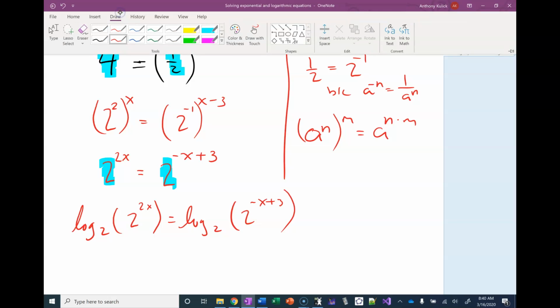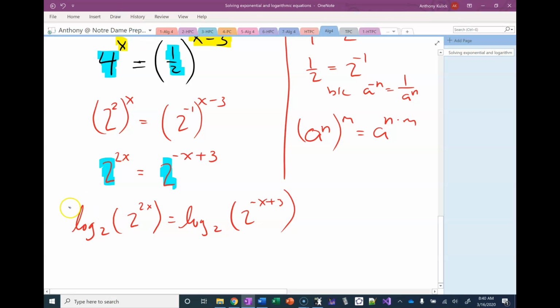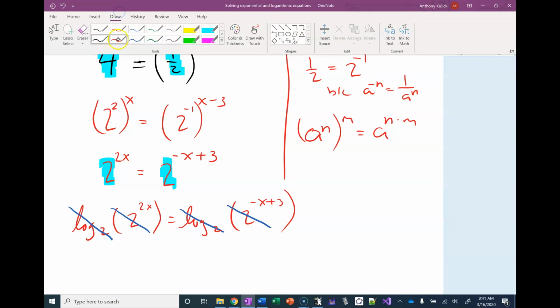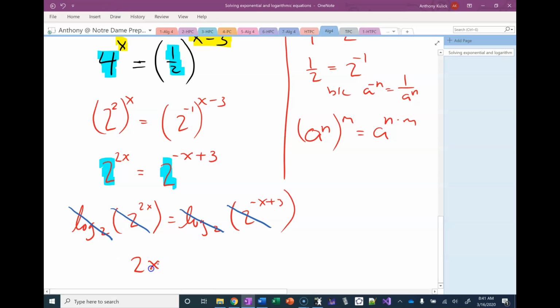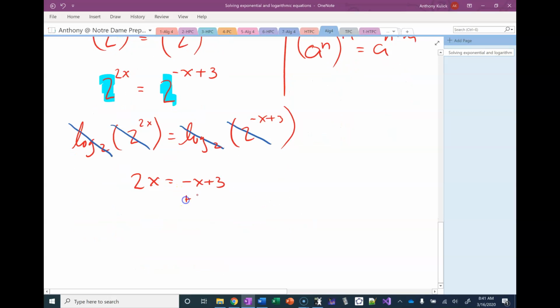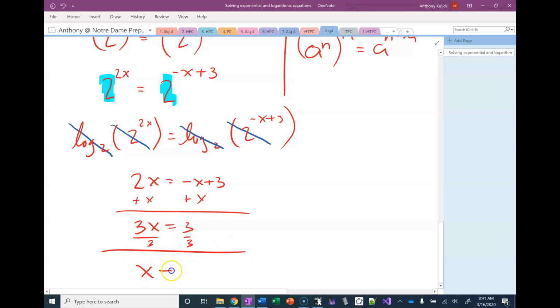Now remember that log base 2 cancels exponent base 2. And we're left with 2x is equal to negative x plus 3. And from here, we just add x to both sides and then divide by 3 to get x is equal to 1.